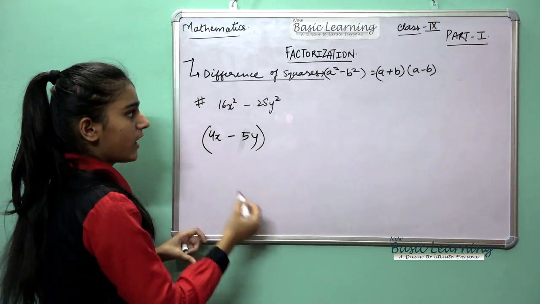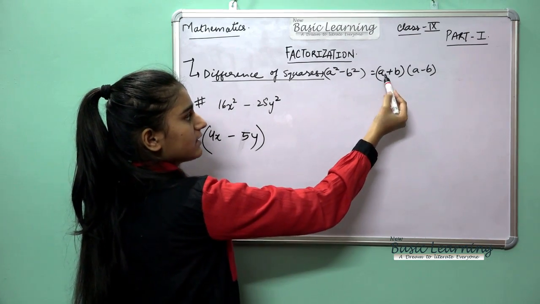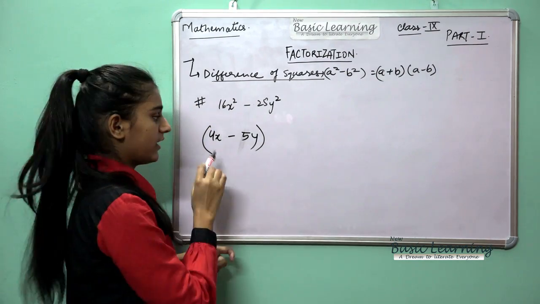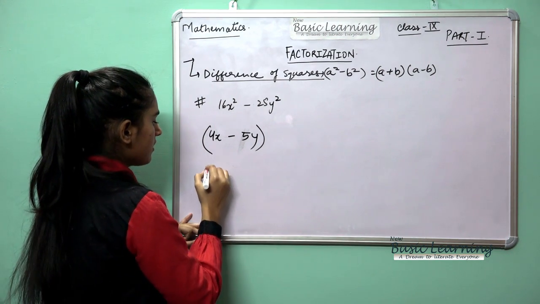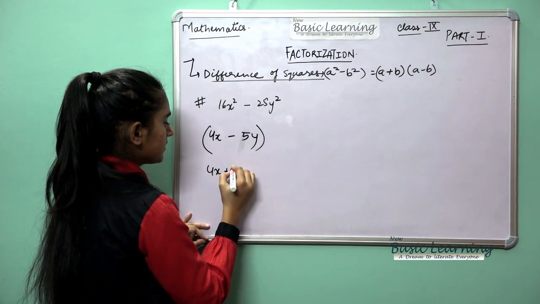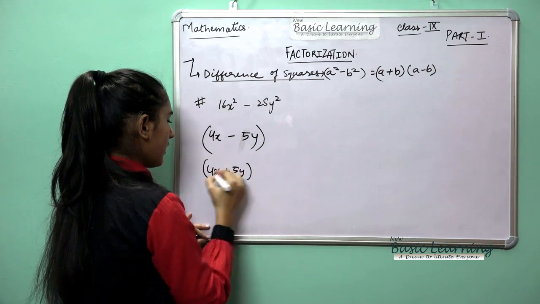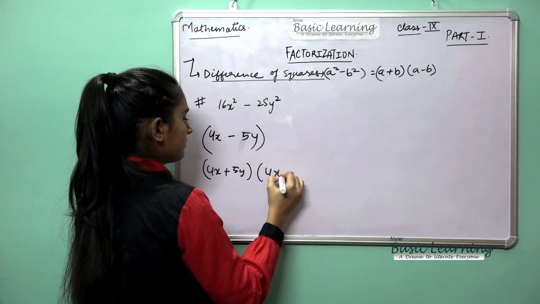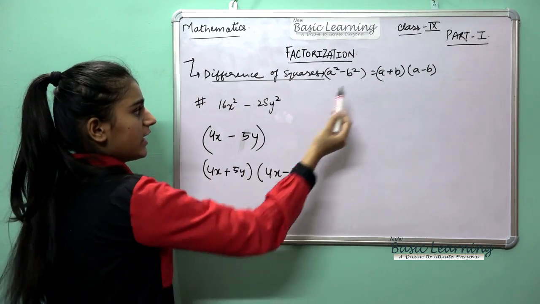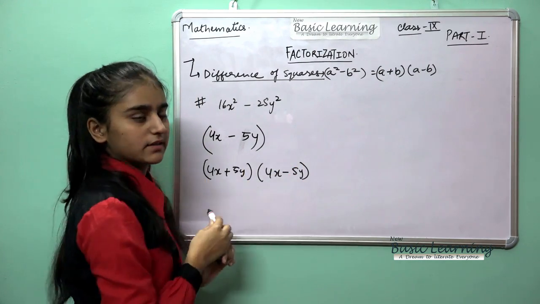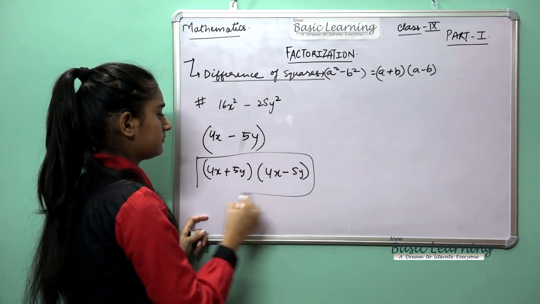Now we have to do it with the formula. It says a plus b and a minus b. One time we have to put plus and one time we have to put minus. So 4x plus 5y and 4x minus 5y. First time plus, second time minus. So the answer is this.